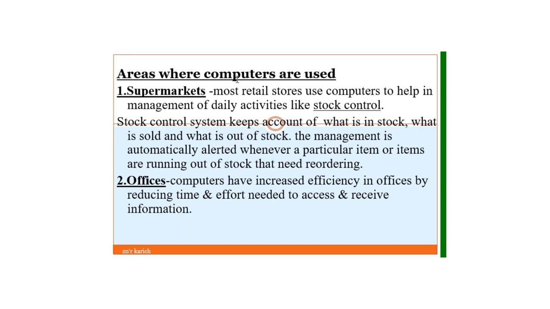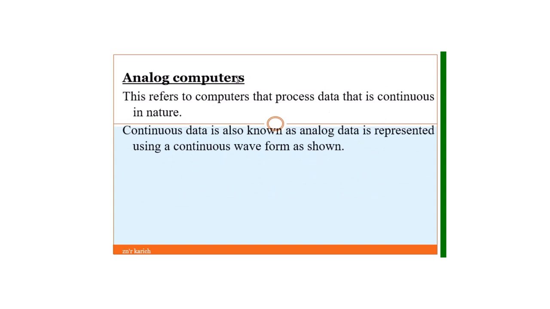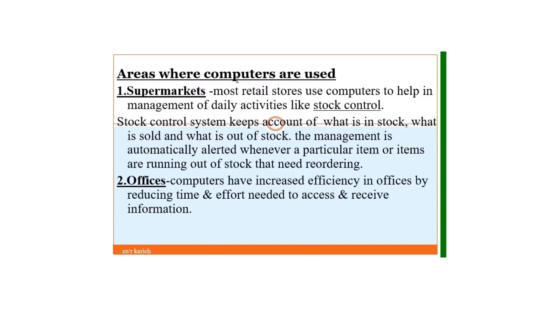Then we have other computers according to classification by functionality. We have the hybrid computers which use both continuous and non-continuous data, and we call them hybrid. An example is a watch. A watch uses both continuous and non-continuous data, that is discrete and non-discrete data.